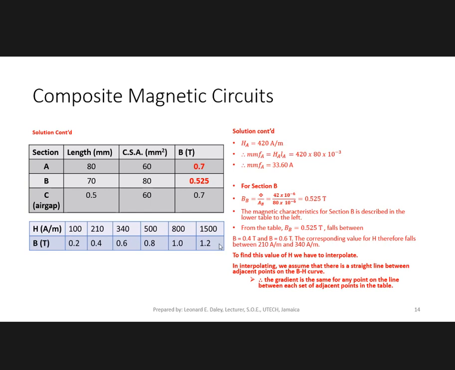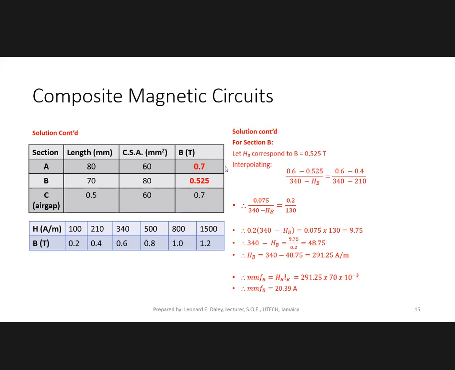So what we have to do now is to interpolate what the corresponding value of H would be for B equal to 0.525. We know that 0.525 is going to be between 0.4 and 0.6. So therefore the H is going to be somewhere between the 210 and the 340. We're going to assume that between these 2 points there's a straight line. So we're going to interpolate. When interpolating, we're assuming that the gradient is the same anywhere between these 2 points. It's a straight line, so the gradient is the same anywhere along that line.